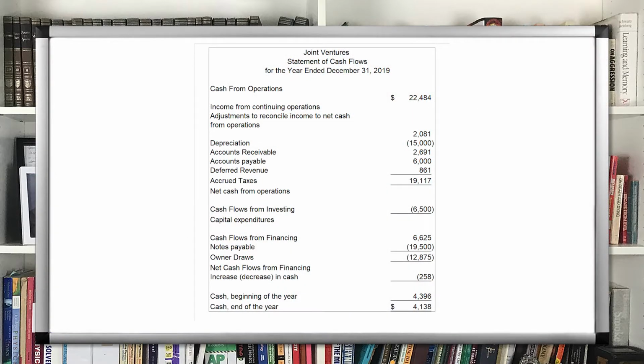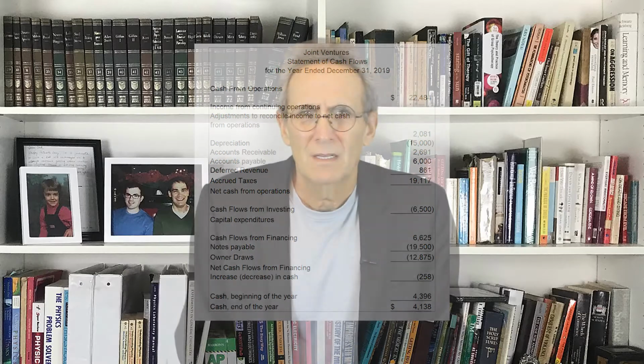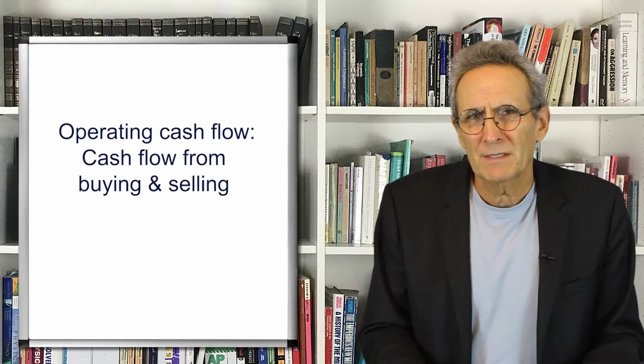Because of the importance of cash flow, GAAP requires that companies prepare a financial statement that shows cash flows for the accounting period. Here's Joint Ventures' statement of cash flows. The statement divides cash flows into three components: cash flows from operations, cash flows from investing activities, and cash flows from financing activities. Operating activities are the ordinary buying and selling activity of a business.